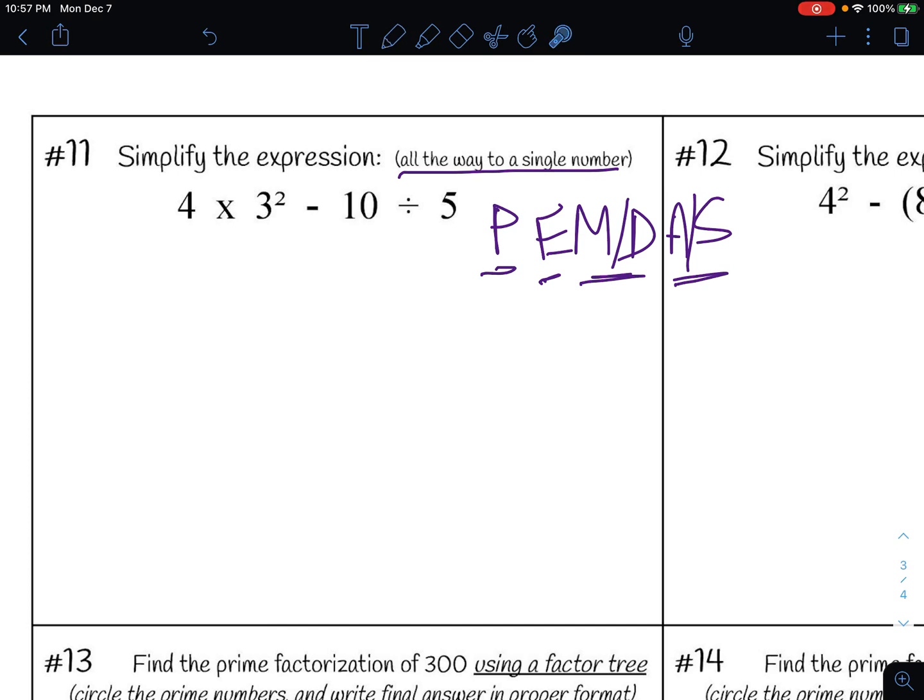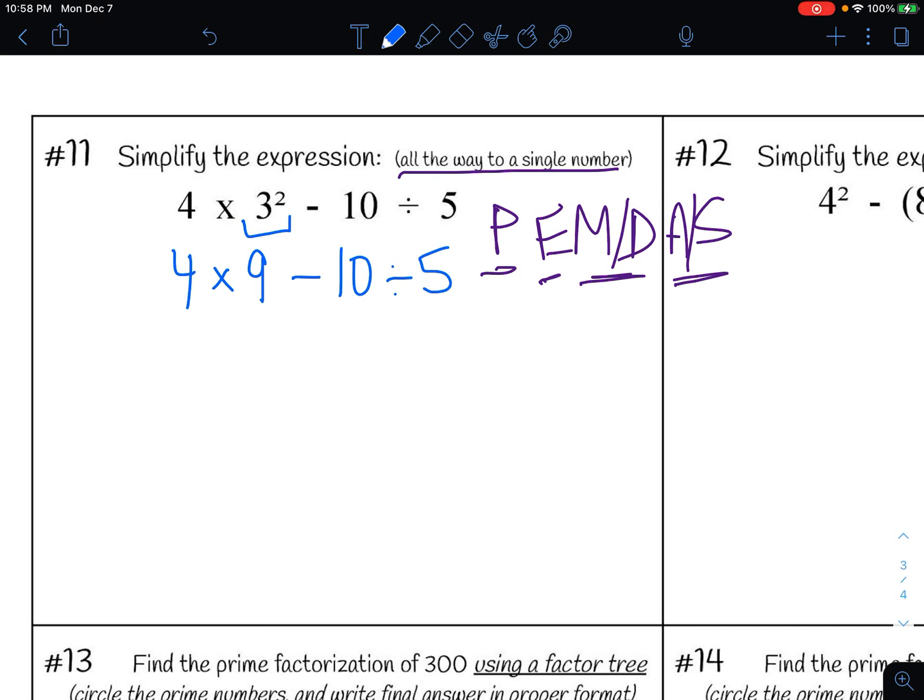So we want to look for any parentheses. Any parentheses? I see none. So we go to E, exponents. Any exponents? We do. We have one right here. So we start with this one. And 3 squared is just 9. Bring down everything else. This is times 4, bring down the minus sign, bring down the 10, bring down the division symbol, and bring down the 5.